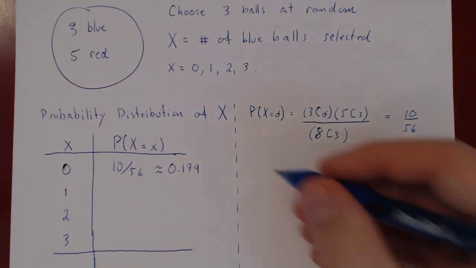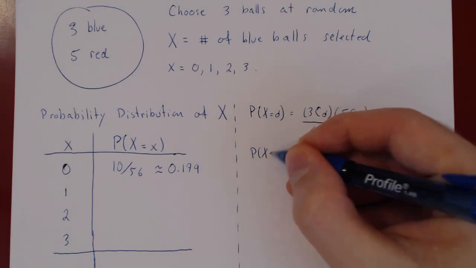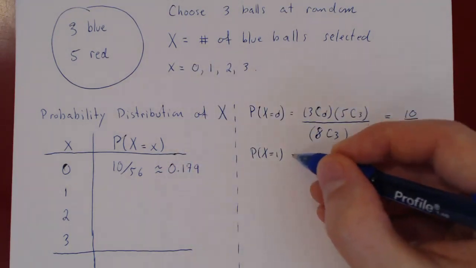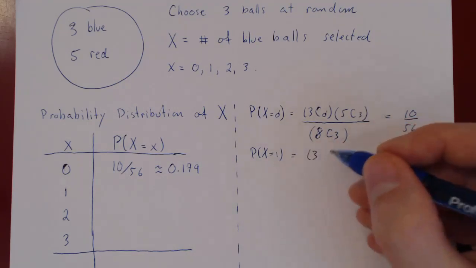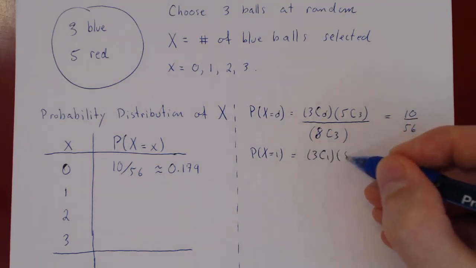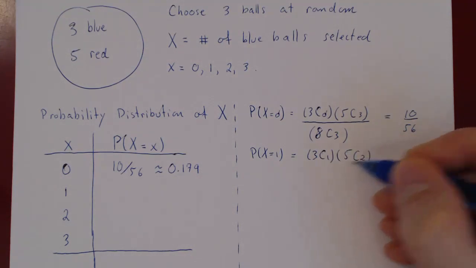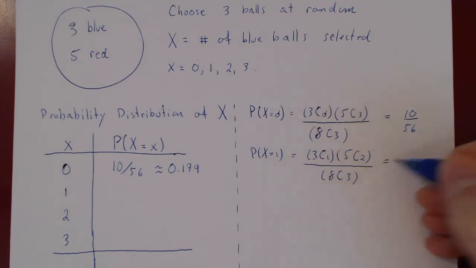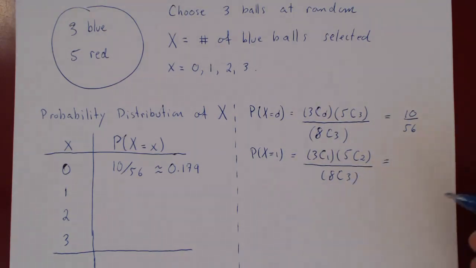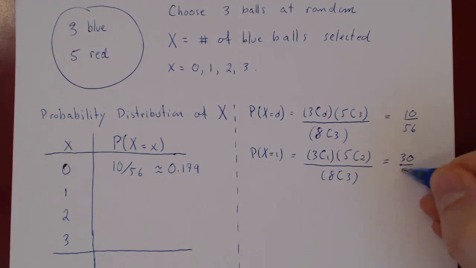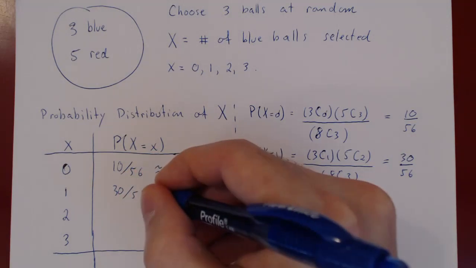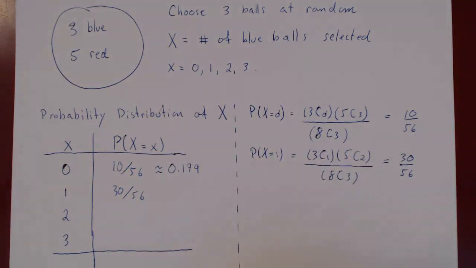Let's keep going. The probability now that X is equal to 1, so the number of blue balls is equal to 1. Well, this means out of the 3 blue balls we choose 1, and therefore out of the 5 red we choose 2, over again the total number of possible selections, 8 choose 3. And if you compute this, you'll get 30 out of 56. If you compute this approximately, you'll have 0.536.